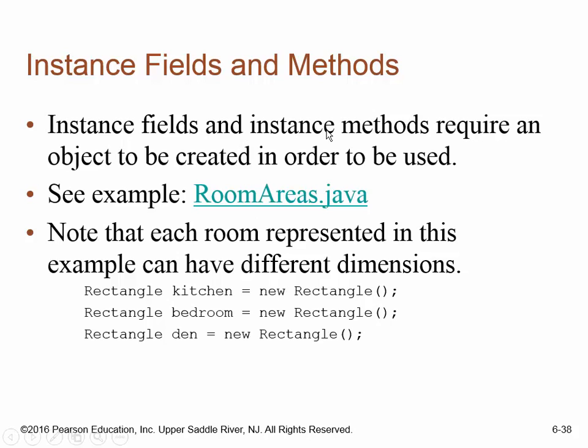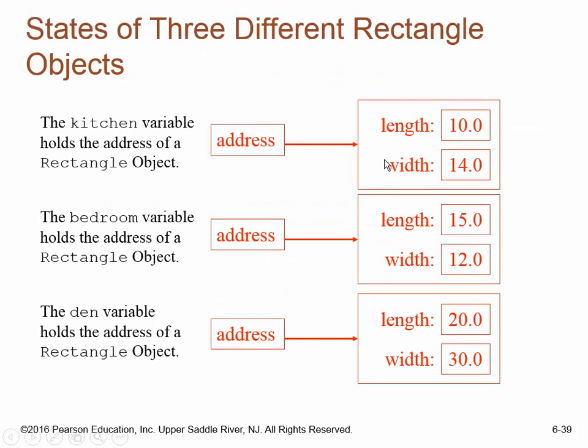Instance fields and instance methods require an object to be created in order to be used. So here are 3 examples. Let's say we were trying to do the dimensions for rooms in a house. We could say Rectangle kitchen = new Rectangle, Rectangle bedroom = new Rectangle, and Rectangle den = new Rectangle. So we'd have this kind of stuff. Then we could call set length and set width on each one of them and put these values in there.